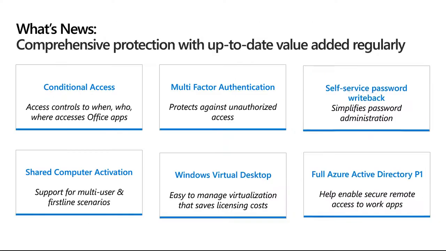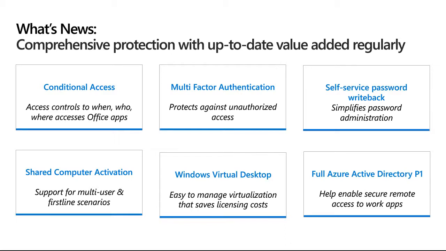Plus, we're adding more value to this subscription plan, and here are some examples of the products and values we've added in the last few months: conditional access, MFA, self-service password write-back, shared computer activation, which was normally the reason why people tend to move to an E3 or an Office 365 E3, Windows Virtual Desktop, such a prevalent subject at the moment, and the full Azure Active Directory Plan 1. These in themselves are six fantastic areas where you can get extra value.